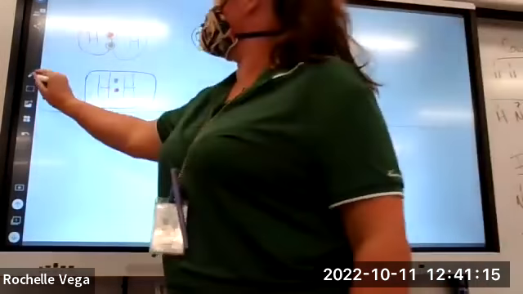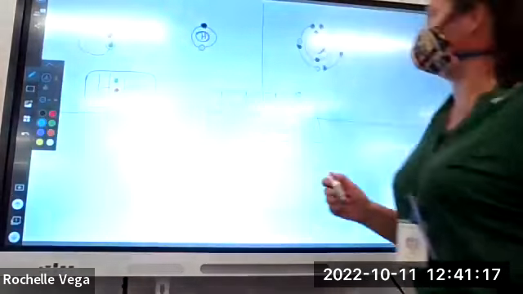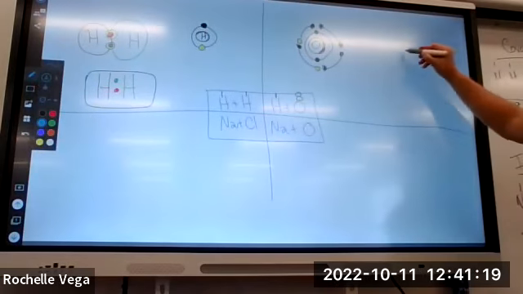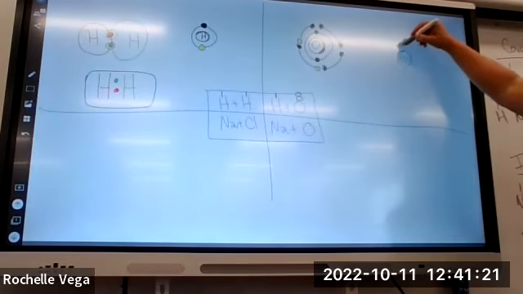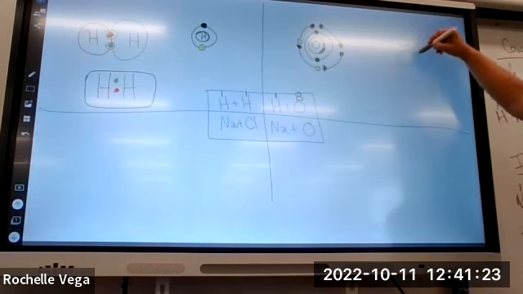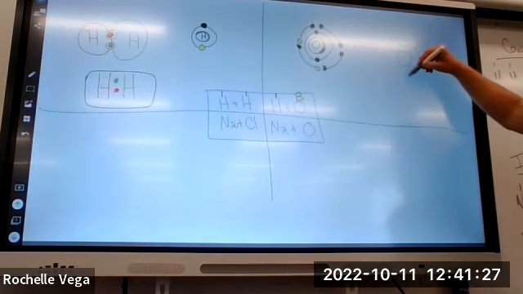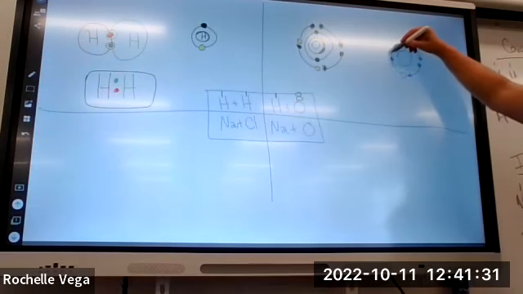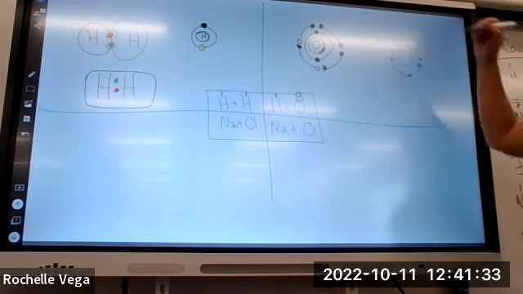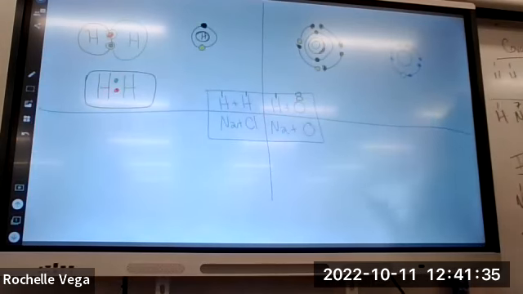Now, if I was to draw this as our simplified version, I have my oxygen, and I would only draw the outer ring. I wouldn't draw all of the inner rings because it's not necessary, because the only thing reacting is the outer ring. Are we good so far?